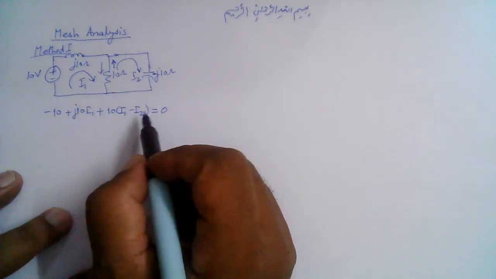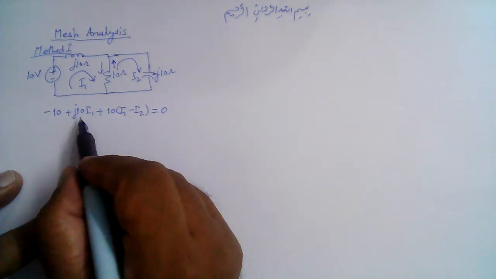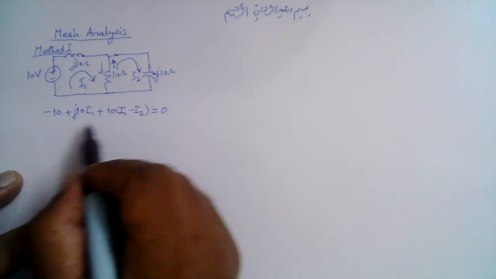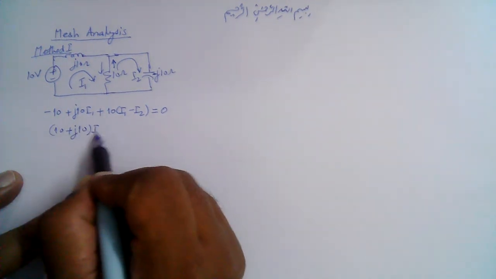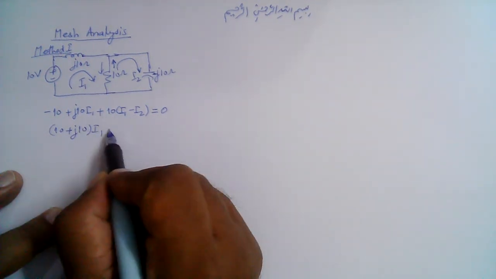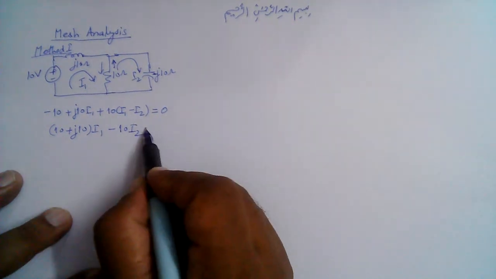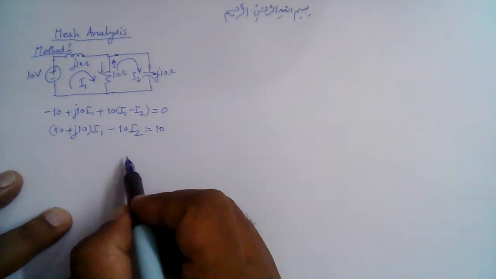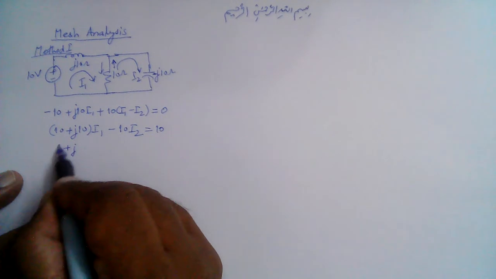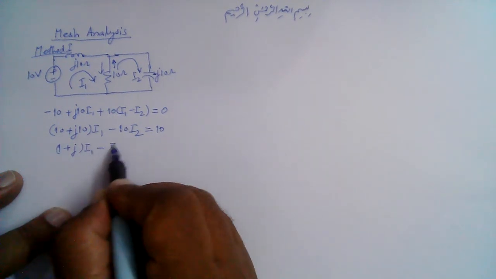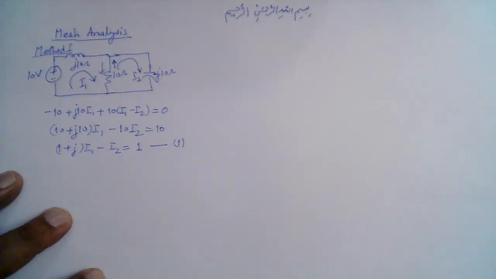So this is the equation for the first loop. Let's simplify it. The constant will be taken on the right side. So this is J10 I1 and this is 10 I1. So that is 10 plus J10 I1, right? And then we have minus 10 I2 and the constant 10. So we can divide this whole equation by 10. So that will be 1 plus j I1 minus I2, and that is equal to 1. And that's our equation number 1 for loop number 1.